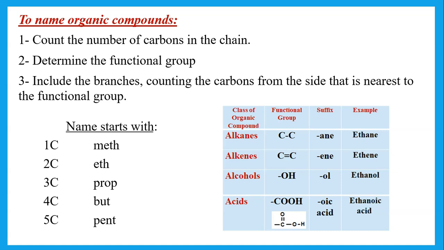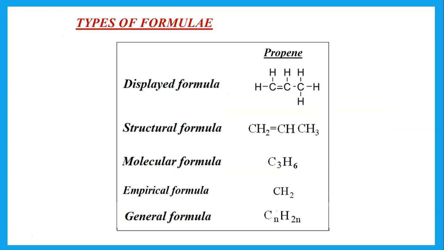Are we talking about something that has an OH? Then it's an alcohol, so ethanol. Or something that has this group, COOH, then it's an acid, so the name will end with oic acid.